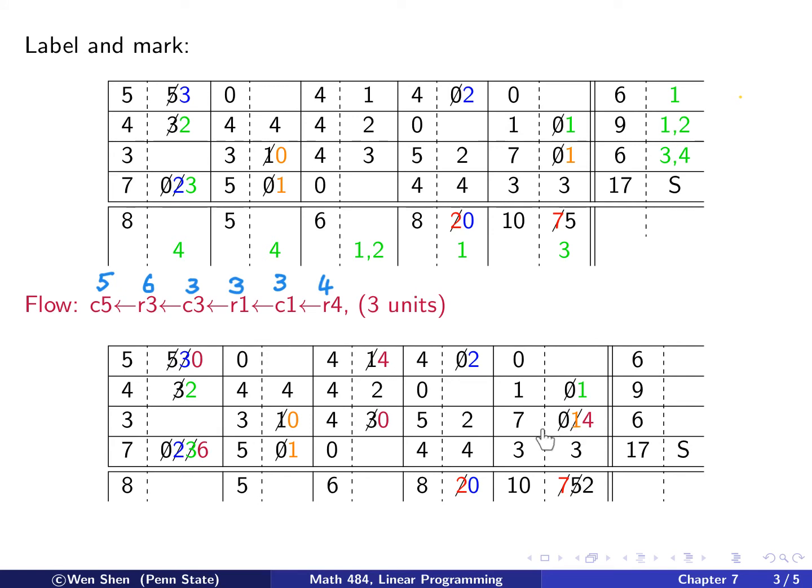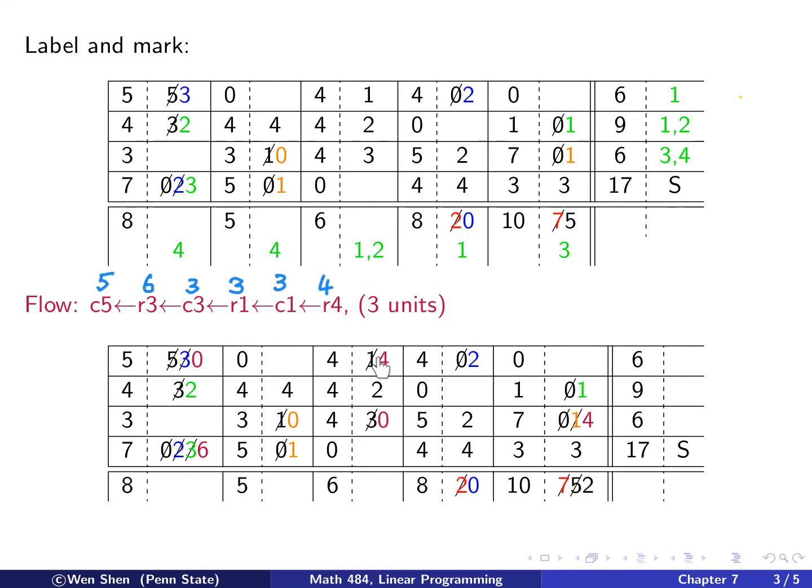So starting from column 5, row 3, I increase this by 3 units, so this becomes 4. And then I move to column 3, and I decrease this by 3 units, and I get 0.